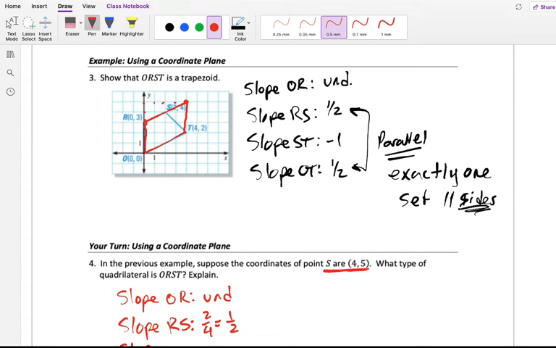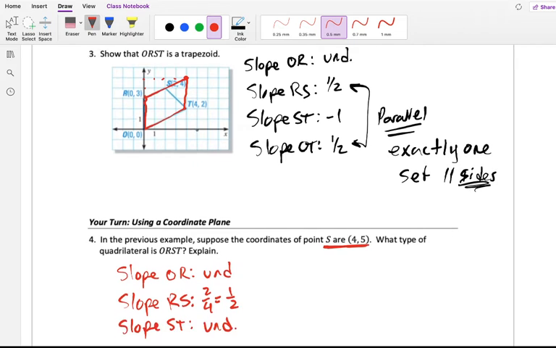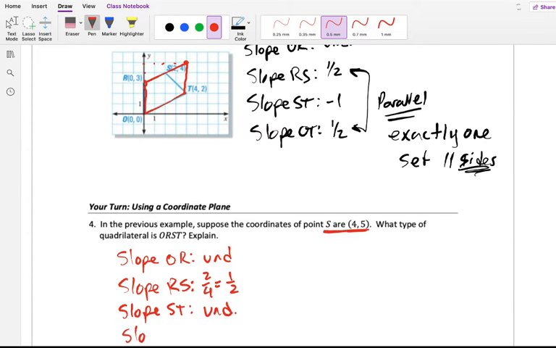Then we have the slope of ST is now also undefined because it's now vertical, right? Vertical. And the slope of OT hasn't changed. It's been 1/2 this whole time. So now we have two sets of parallel sides. So this is definitely a parallelogram.